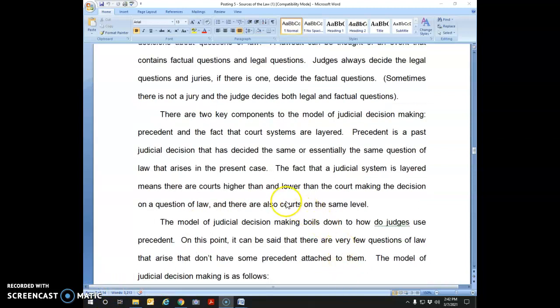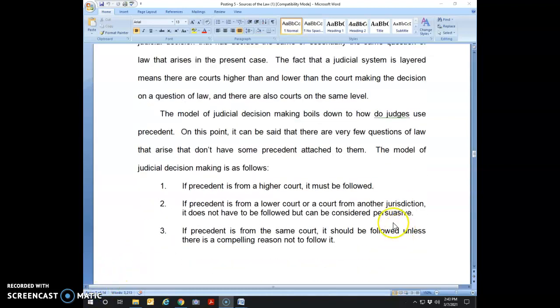And what we would want to remember is not only this concept of precedent, but that we have a layered judicial system. Easy for you to say. Meaning we've got higher courts and we've got lower courts. So the model of judicial decision making is really how are judges going to view precedent on a legal question that they're trying to answer.